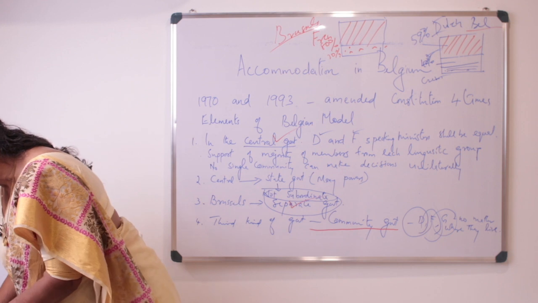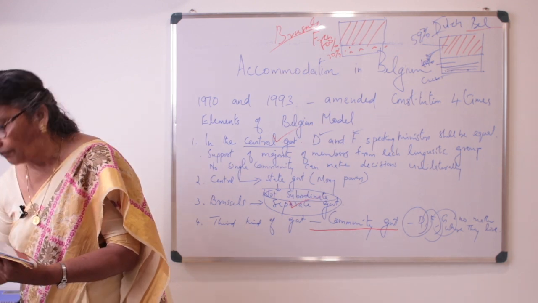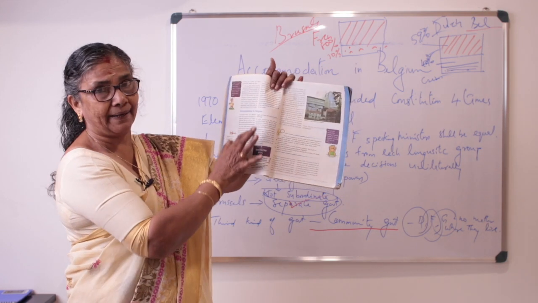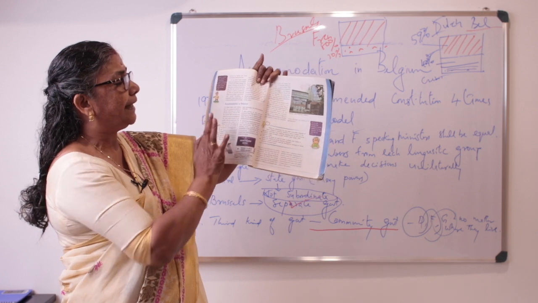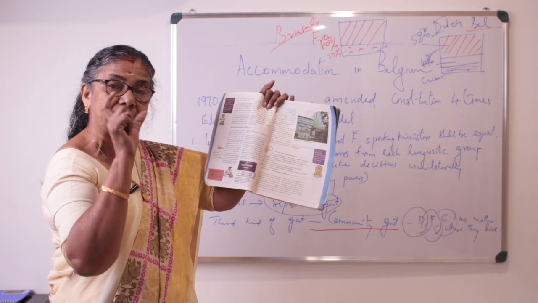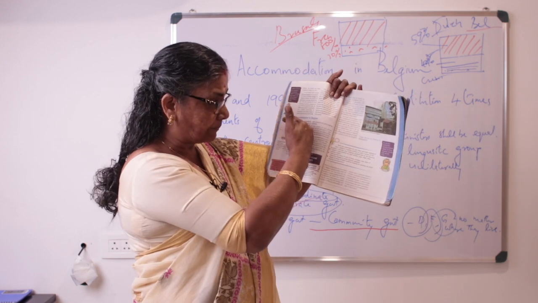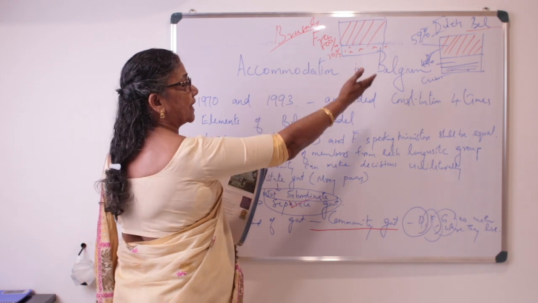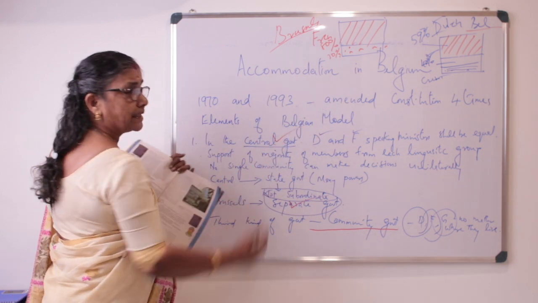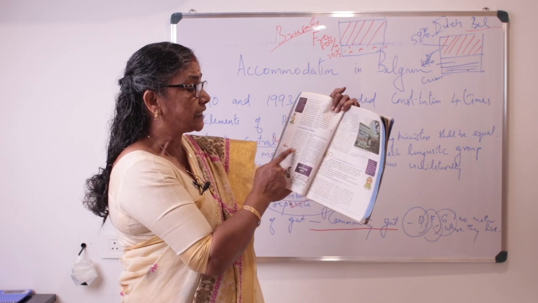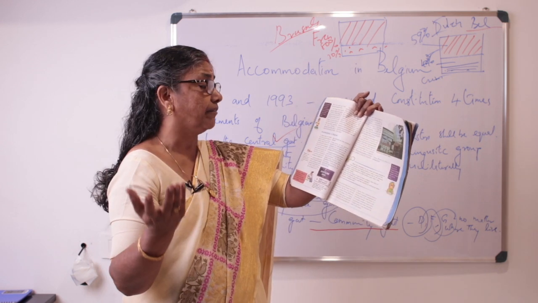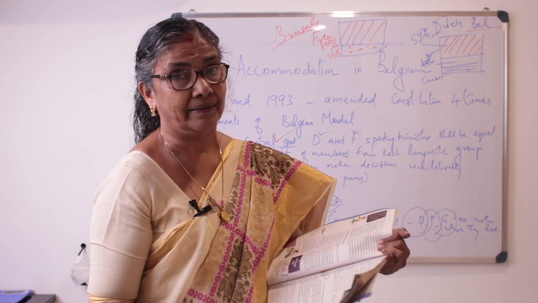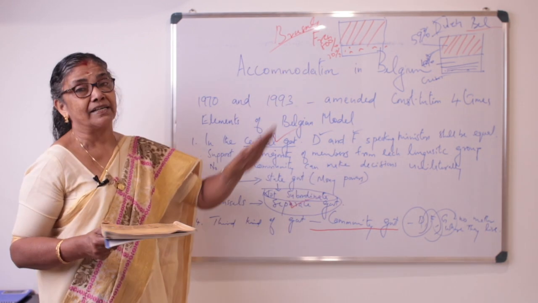On page 5 of this textbook, we can see several questions. In this paragraph, you can see several questions. Each sentence is telling about a question. So the first paragraph and the last paragraph are very important. You may not get a direct question as Accommodation in Belgium or Elements of the Belgium model. Irrespective of that, the textbook lines may be quoted: the arrangement they worked out is different from any other country, it is innovative, and so on. So this we have seen, accommodation in Belgium.